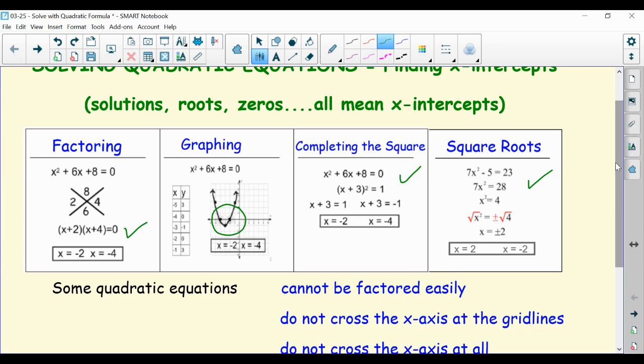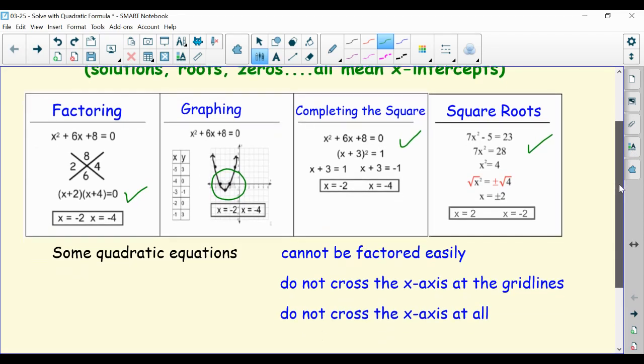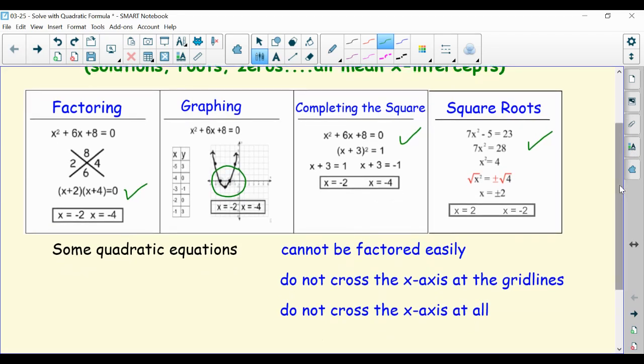All of these methods do have limitations, meaning we can't always use them. Sometimes we have a quadratic equation that cannot be factored at all, or maybe it's really hard to factor, and maybe you're not really good at factoring, so that's just not the best method for you. Sometimes when we're graphing, it doesn't cross directly on the grid lines where we can see a nice whole number. Maybe it's 2.5 or 2.7, and it's a little hard to approximate. So those aren't necessarily the best methods to use when you have those decimal values.